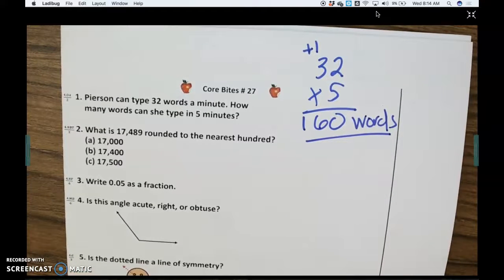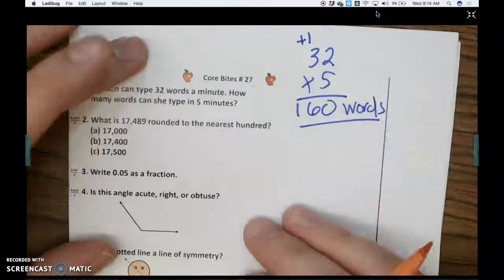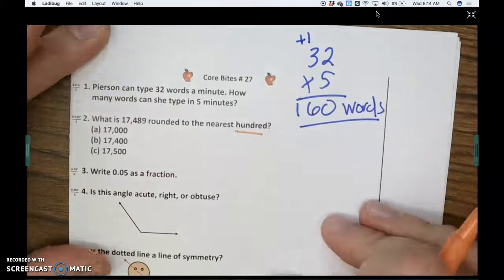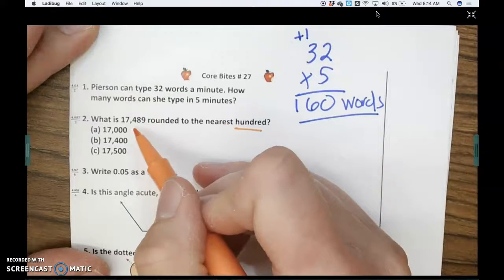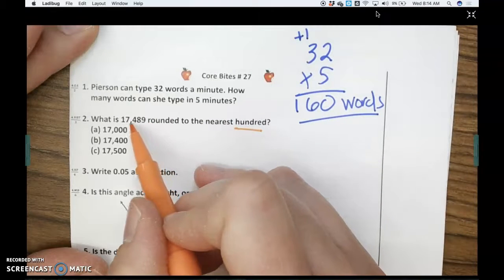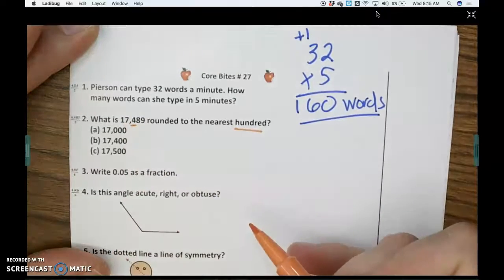For number 2, it says, what is 17,489 rounded to the nearest 100? And so that deals with our place value. So we've got to go find the place value for that number. So we have ones, tens, hundreds, thousands, 10,000s. So that means the 4 is in the hundreds place.